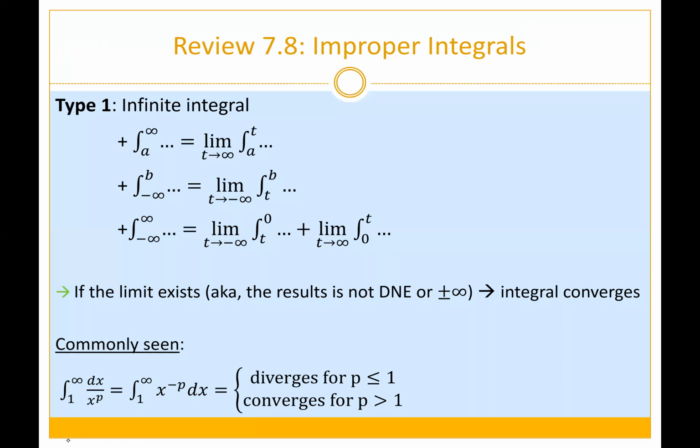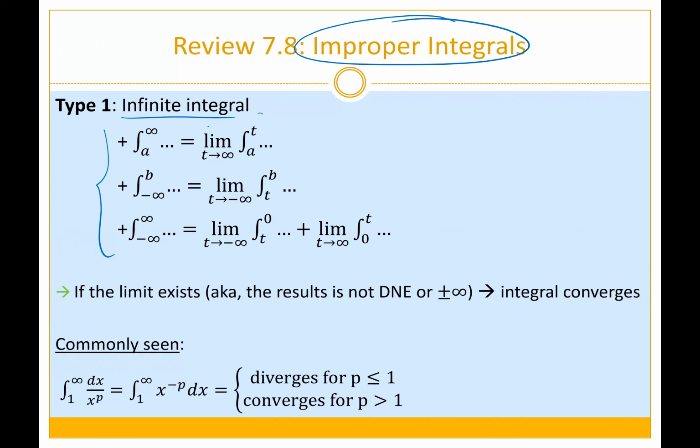Let's move on to 7.8, improper integrals. When we say improper integrals, there's some problem with our boundaries of integration. First, type 1 is the infinite integral. It is an infinite integral when at least one of the boundaries is infinity or negative infinity, and we have three forms here. First, the upper boundary is infinity. Second, the lower boundary is negative infinity. And the last one is where both boundaries are negative infinity and infinity.